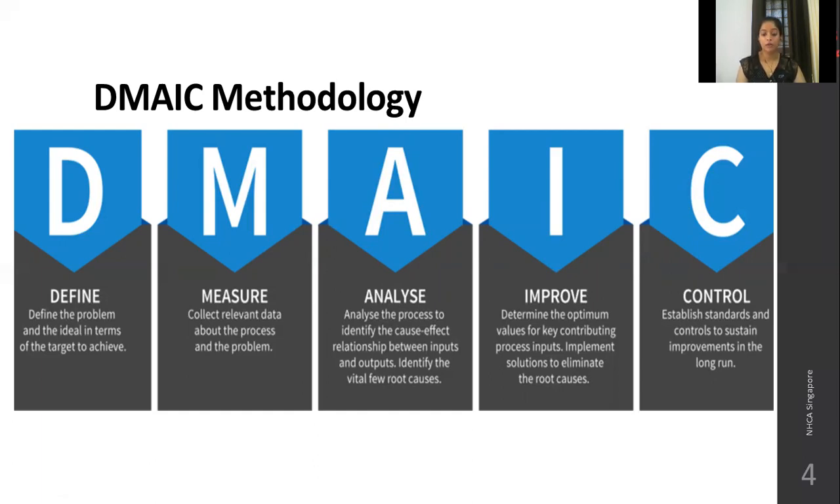If it is not able to improve the problems identified in the analyze phase, again go to the analyze phase, again find out a new solution and put together a new improvement plan. That is control. If it is working, let it work. If it is not working, find another solution. That is the control phase.